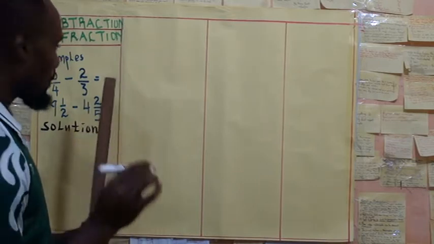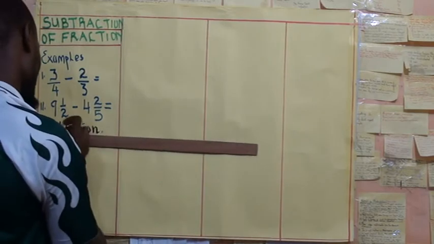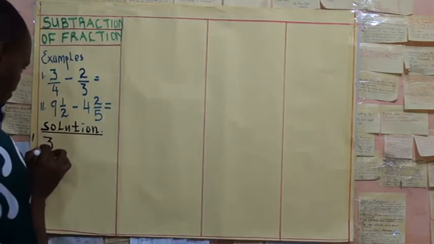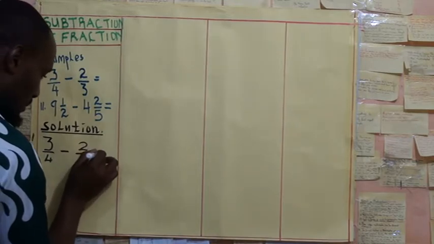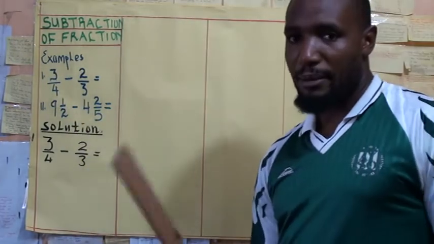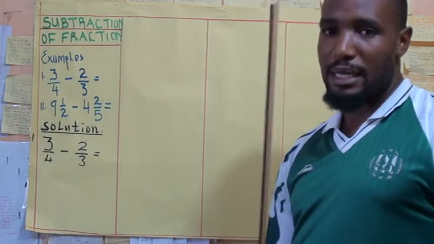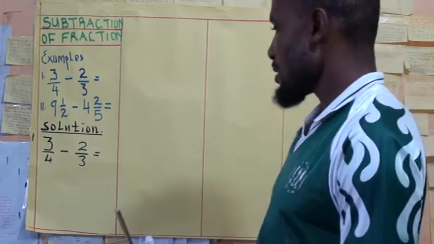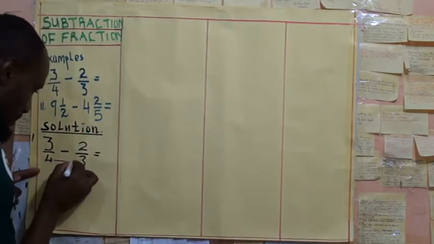The solution to number 1 is this. You take 3 over 4 minus 2 over 3. But you remember I said that we are going to use the multiplication method. So the way we did on addition, we are also going to apply this, but it is subtraction. So what are we going to do? We are going to multiply the denominators.